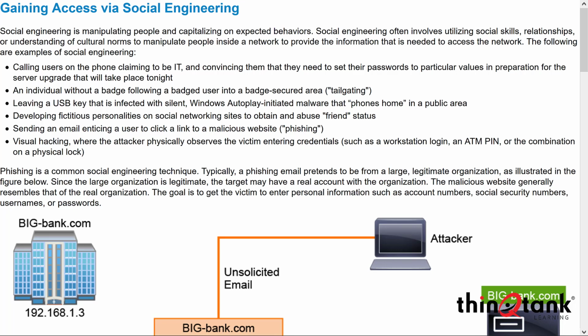The individual user without a badge following the badged user, tailgating. Now that's not directly, I guess, necessarily a social engineering attack. It's just poor training from a user's perspective or from the employee perspective. But it is possible that tailgating could occur because you have befriended somebody and they're less likely to say, you know what, I can't let you in.